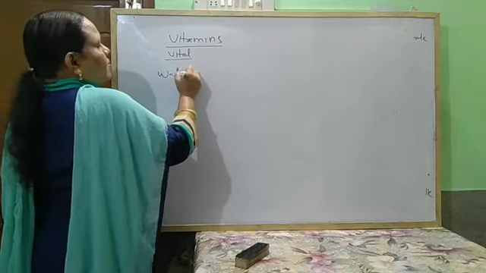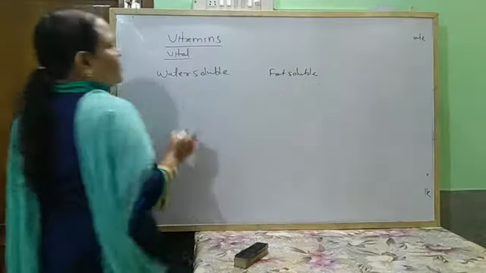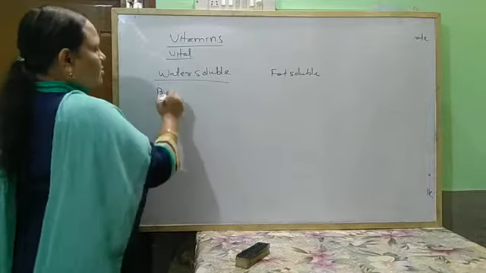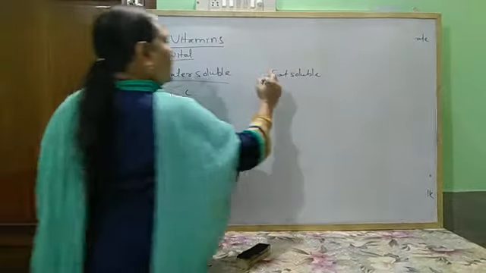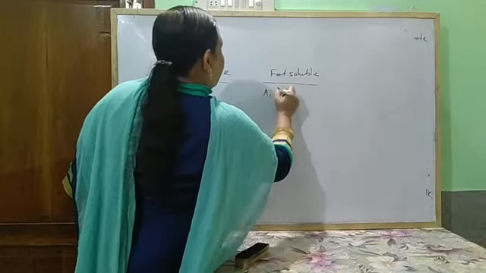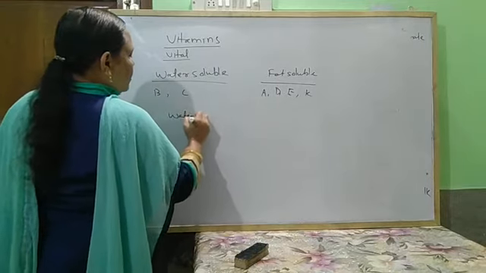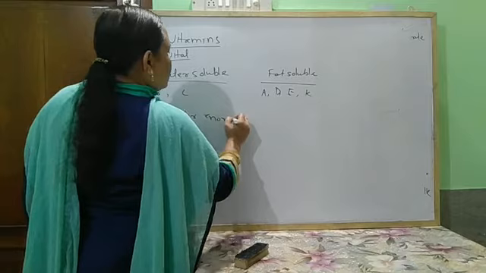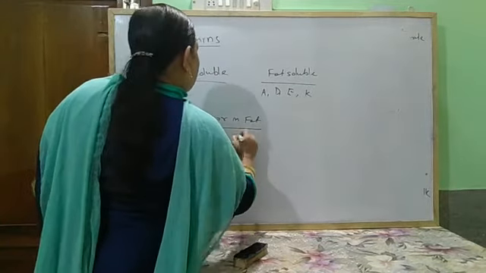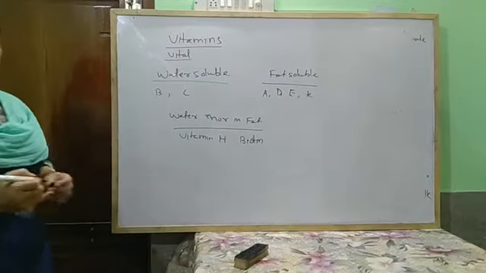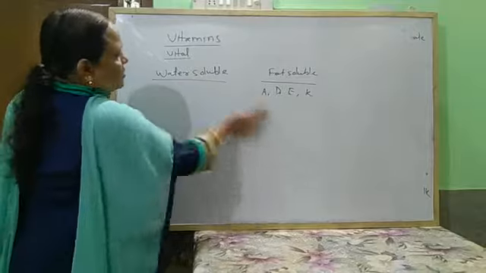So these are generally classified into two types: water soluble vitamins and fat soluble vitamins. The water soluble vitamins are vitamin B complex, the series of vitamin B, and vitamin C. The fat soluble vitamins are vitamins A, D, E and K. There is another vitamin that is neither soluble in water nor in fat, and that is known as vitamin H, also known as biotin.